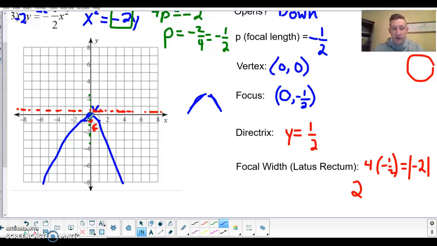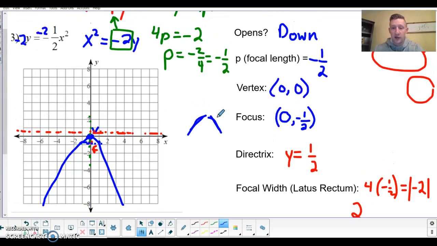This distance from there to there, if I drew a chord, connecting 2 points on a curve, a chord from this point to that point, its distance would be 2. It's perpendicular to the axis of symmetry. It's parallel to the directrix. It passes through the focus. That would be the focal width, okay?